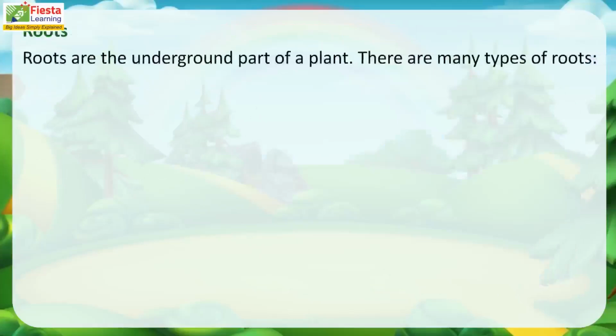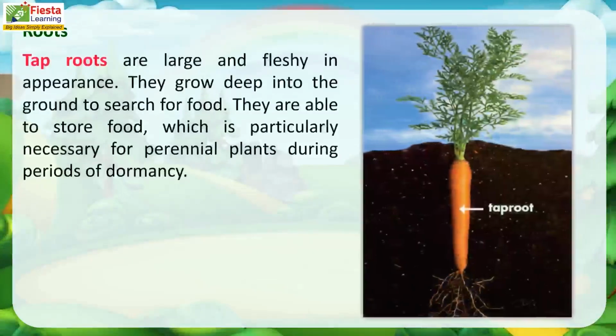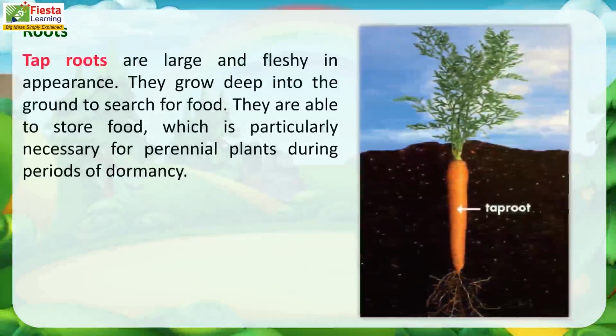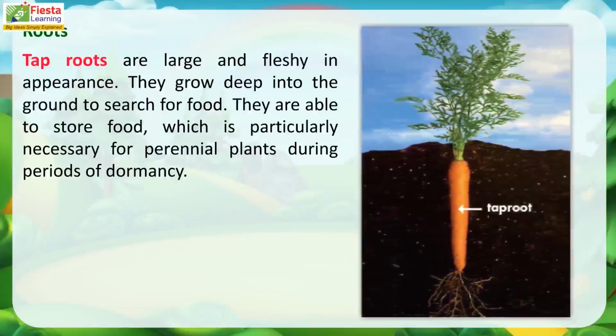Roots. Roots are the underground part of a plant. There are many types of roots. Taproots are large and fleshy in appearance. They grow deep into the ground to search for food. They are able to store food, which is particularly necessary for perennial plants during periods of dormancy.